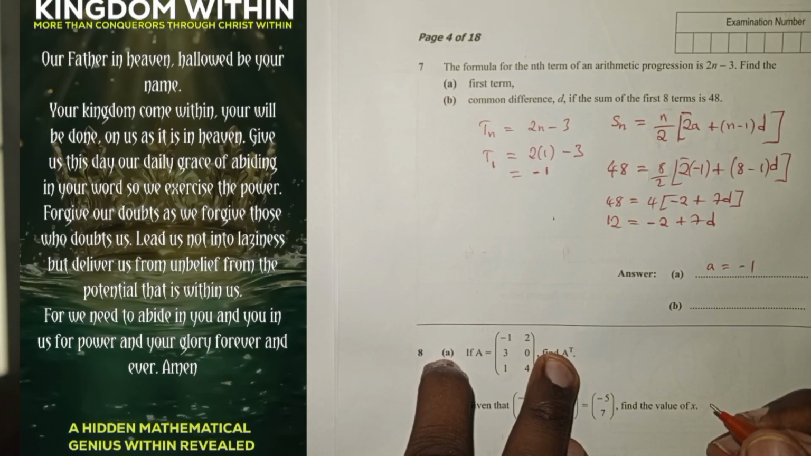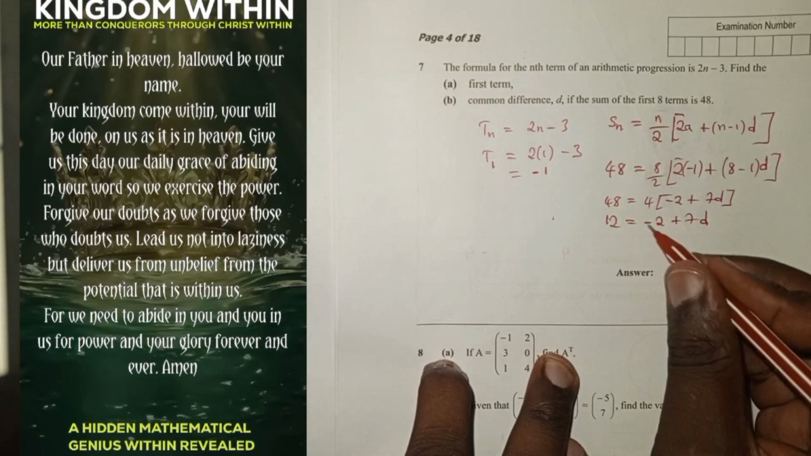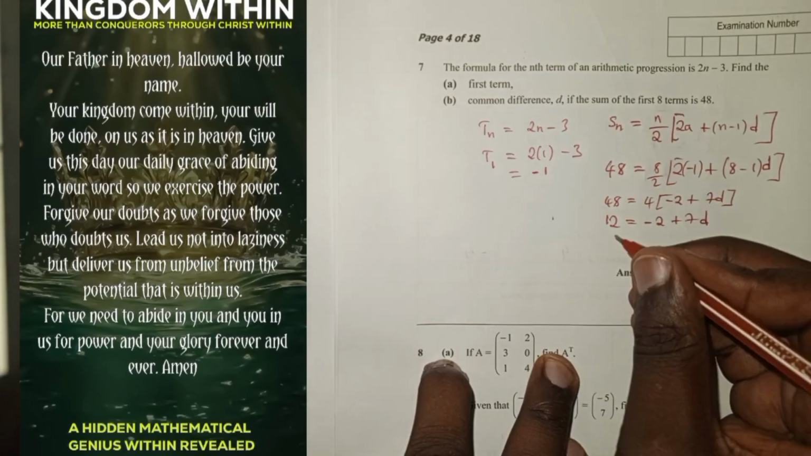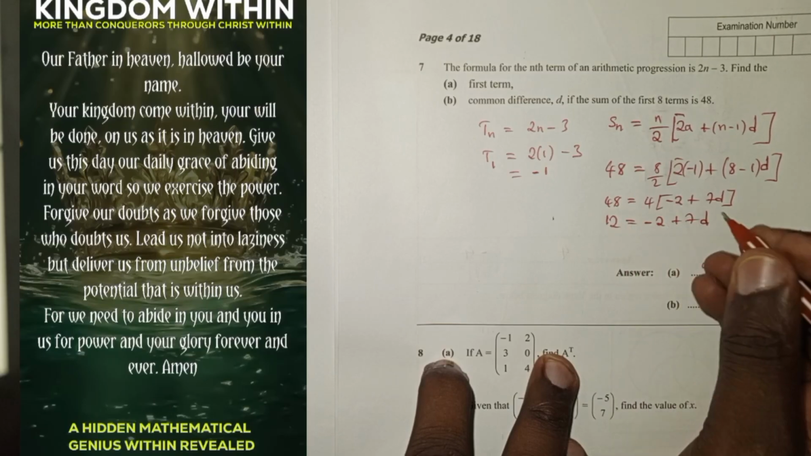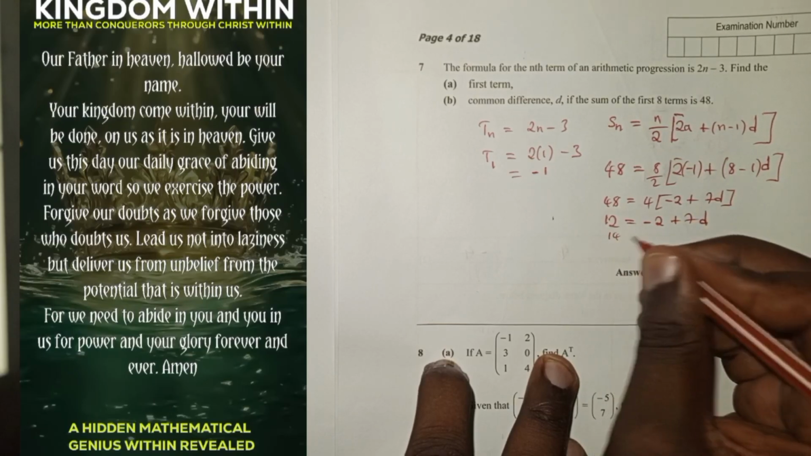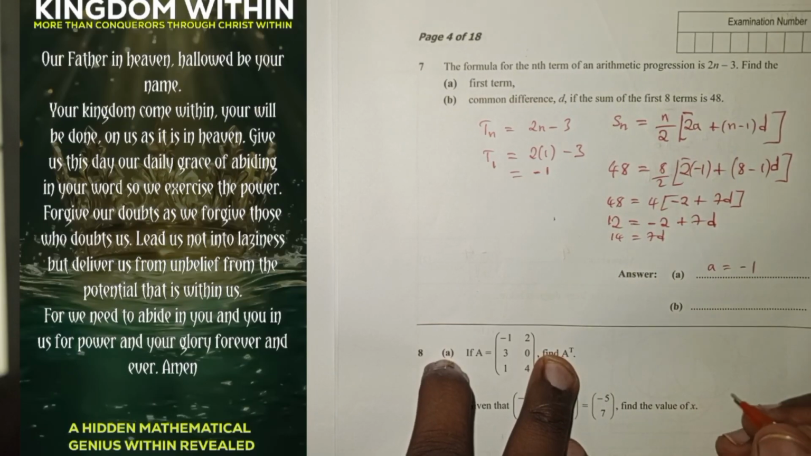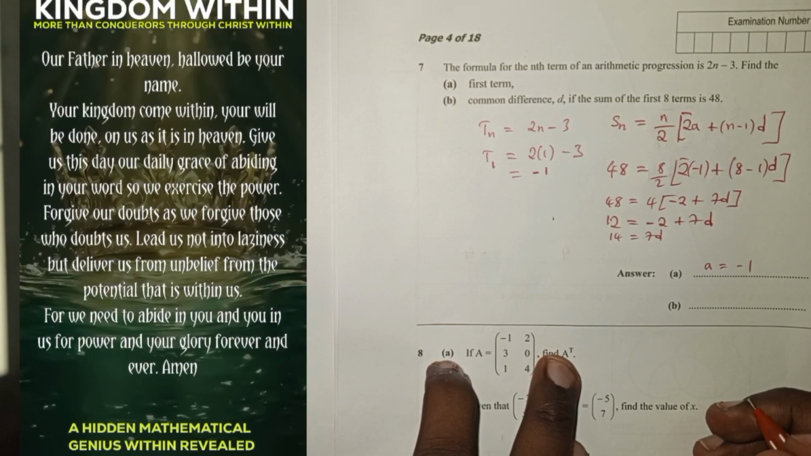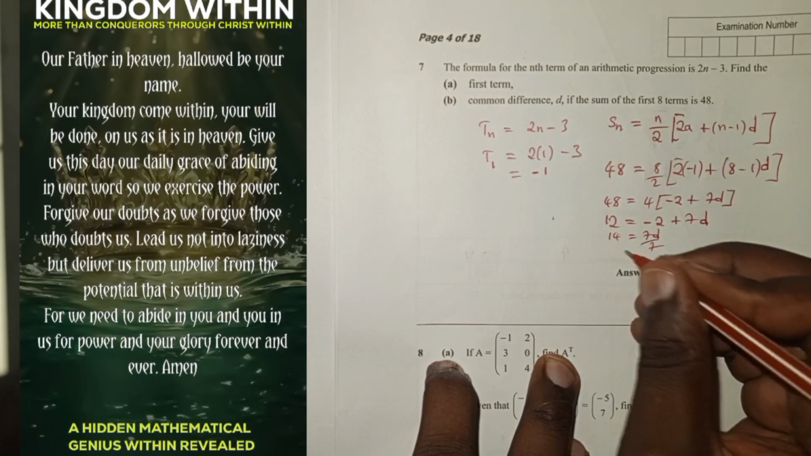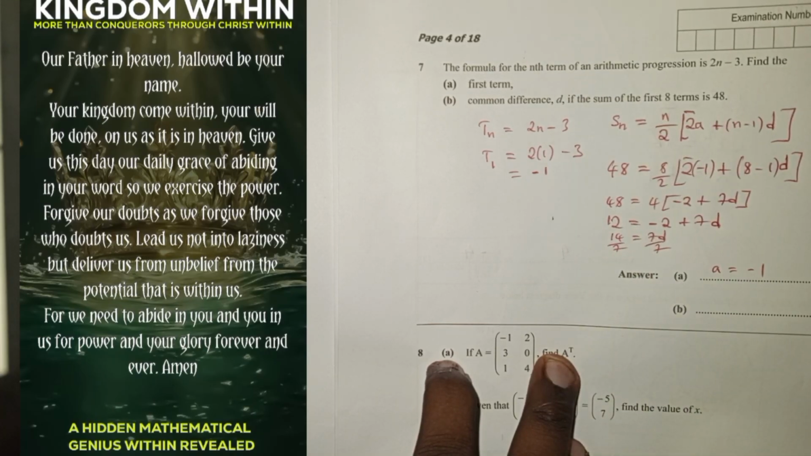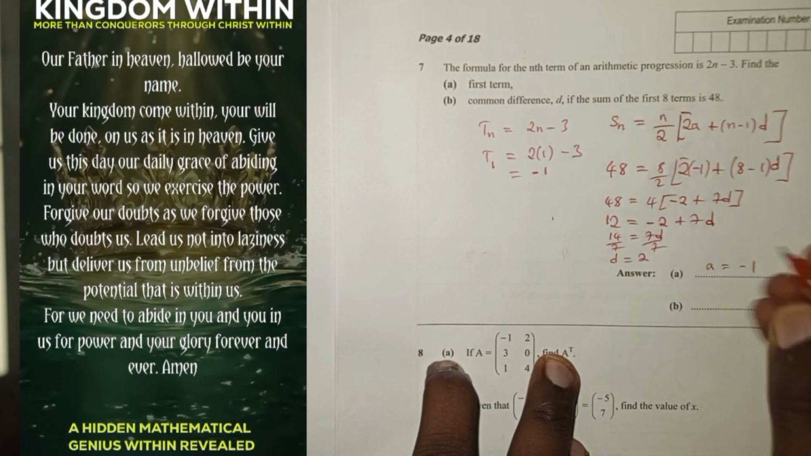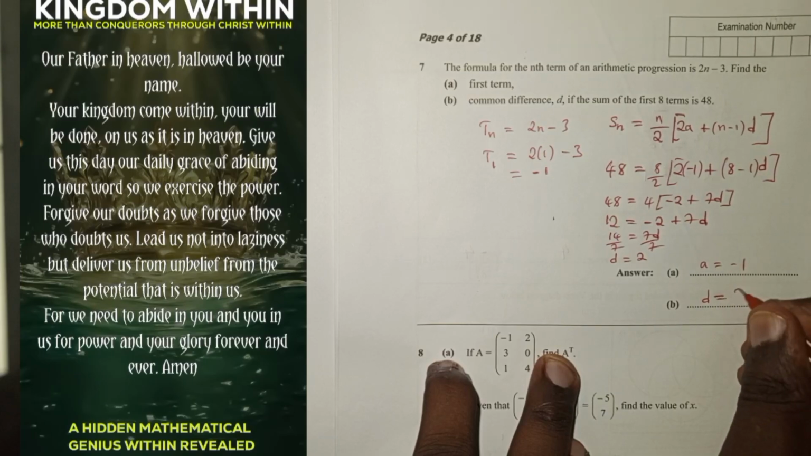Then we make 7d the subject. So the minus 2, here it's minus. When it comes this side, it will be a plus. So we are going to have 12 plus 2, which is 14. So it will be 14 is equal to 7d. Okay, and to remain with d, it's just a matter of dividing 7 to both sides of the equation. So it will be over 7, and this side over 7. So 14 divided by 7, you get 2. So d is equal to 2. That is common difference.